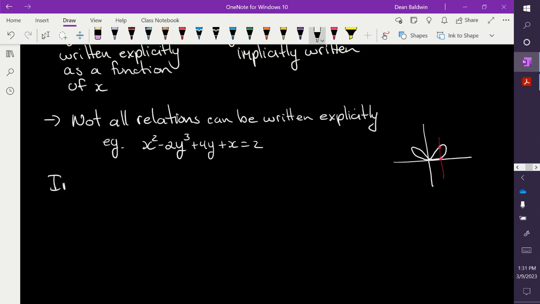We use implicit differentiation. Let's say implicit derivatives.